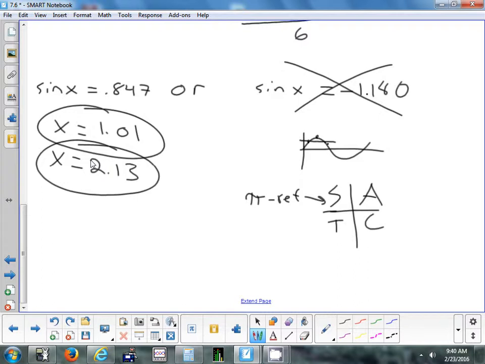And the book says 1.01 and 2.13. Yep. Okay, any questions on that one?